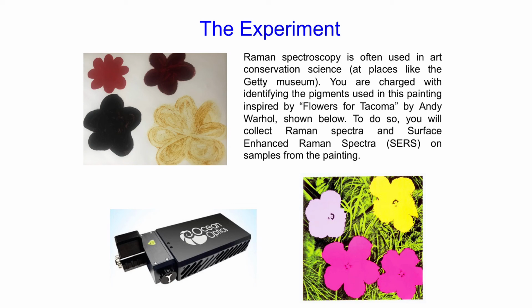So you are going to be forensic conservation scientists and help to determine the identity of the pigments that were used in this painting, which is inspired by the painting called Flowers for Tacoma. How convenient. I wonder why I picked this one, by Andy Warhol. And we are going to identify those pigments using Raman spectra and surface-enhanced Raman spectra.